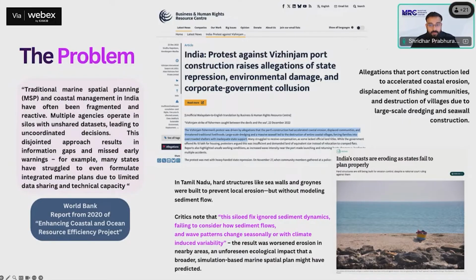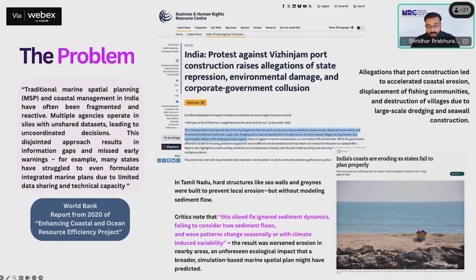Another good example would be the Kerala project. We know that the Vizhinjam project was established as a 900 million transshipment hub without taking into account how construction would affect the local fishing communities. And we know that by 2018, it saw a mass amount of protests erupt because the fishermen were identifying that they had lost their fishing hamlet through this particular project.